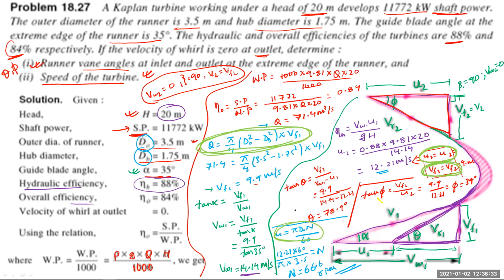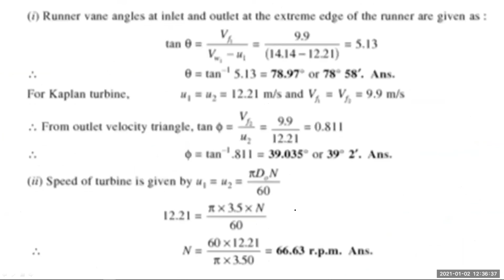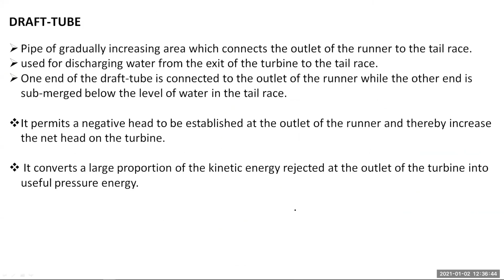Okay, now this is the solution. I have kept it on a different slide. Yeah, this is 66.63. This was all about your Kaplan turbine. We have seen one numerical also on that. We have seen the Francis turbine, and we have solved one numerical based on that.